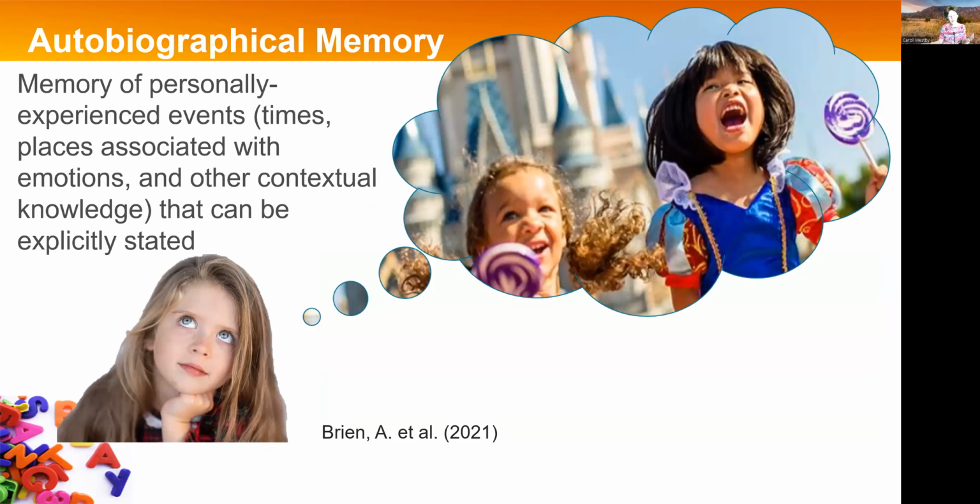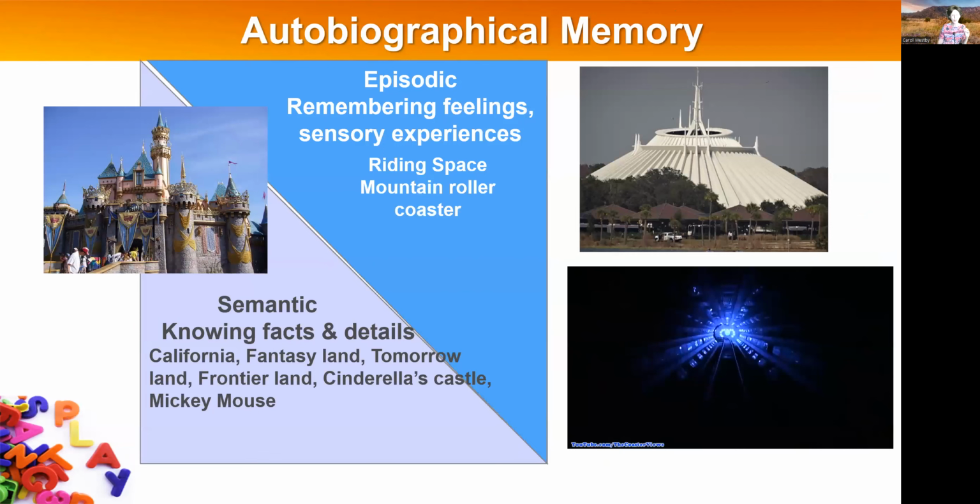Now, in their imaginary play, children are often drawing on their own experiences, and that requires they draw on their autobiographical memory, their memory of personally experienced events. So our children can draw on their experience at Disneyland. Now, there are two aspects to autobiographical memory. There's the semantic aspect, knowing facts and details. Disneyland's in California, and there's Fantasyland, and Cinderella's castle's in Fantasyland, and you're probably going to meet Mickey Mouse. That's just facts. That's just knowing. You can know that even if you haven't been to Disneyland.